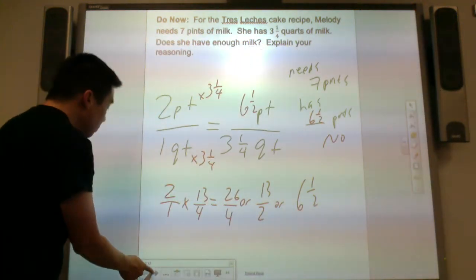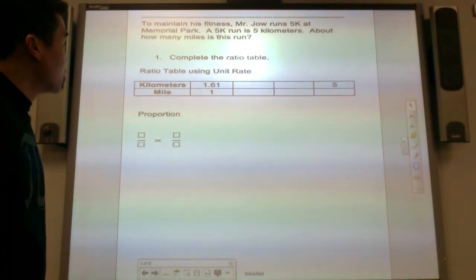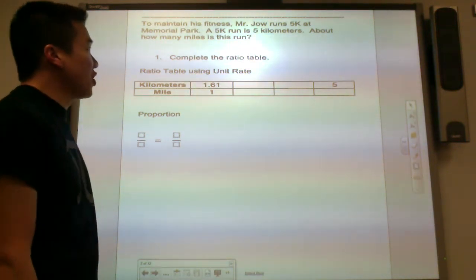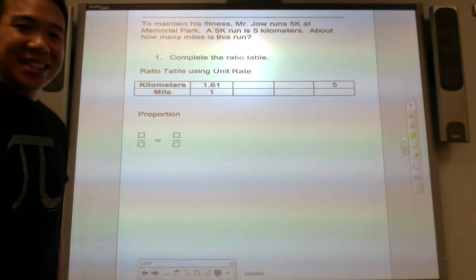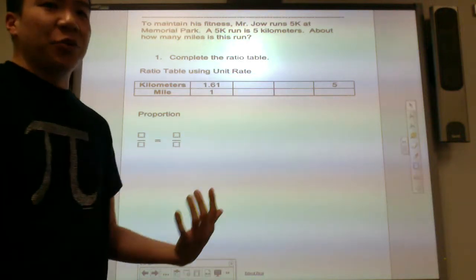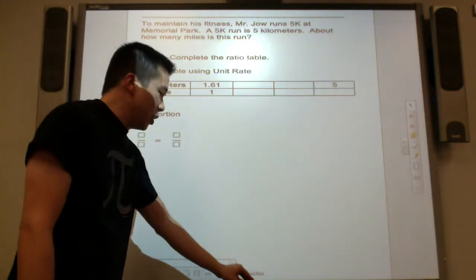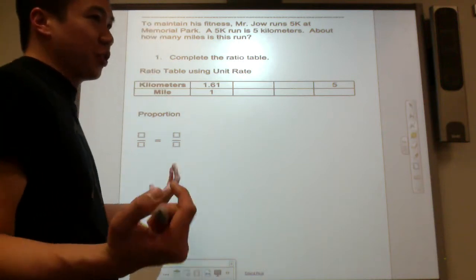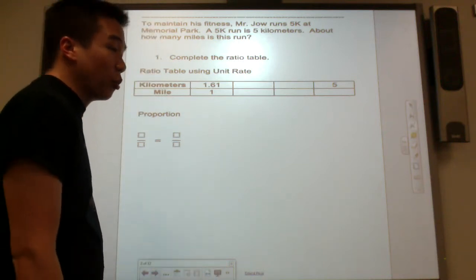So, let's go to our question. To maintain his fitness, I run 5K at Memorial Park. A 5K run is 5 kilometers. About how many miles is this run? Because you always hear this 5K marathon, 5K race. They do it with Aramco. They do it with all these marathons. They always have this shorter race for those who are not capable of running the whole thing.